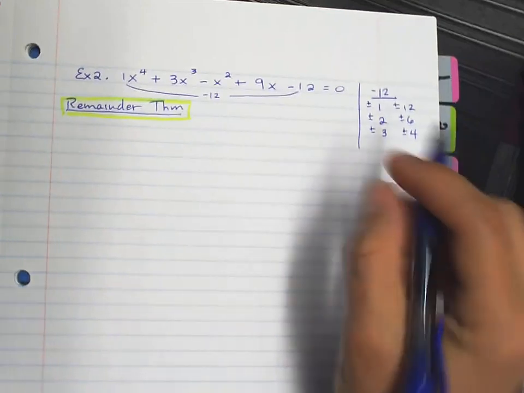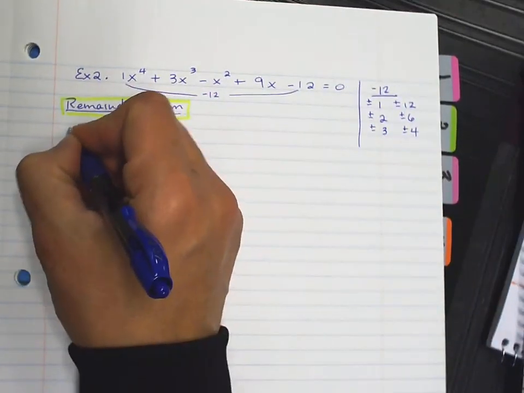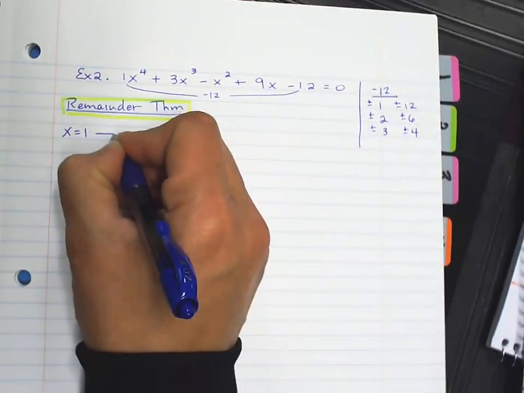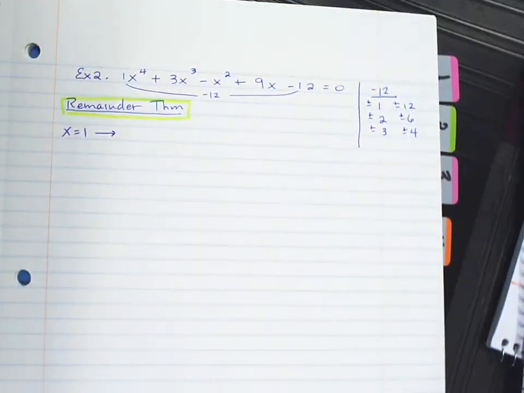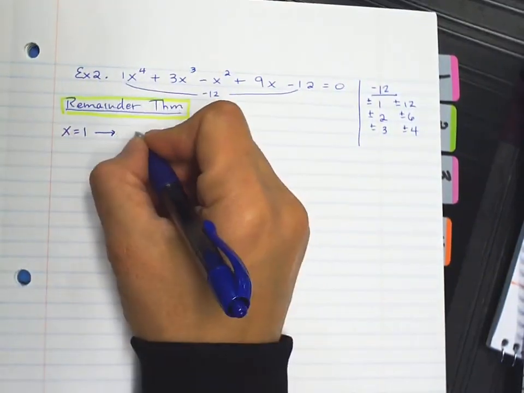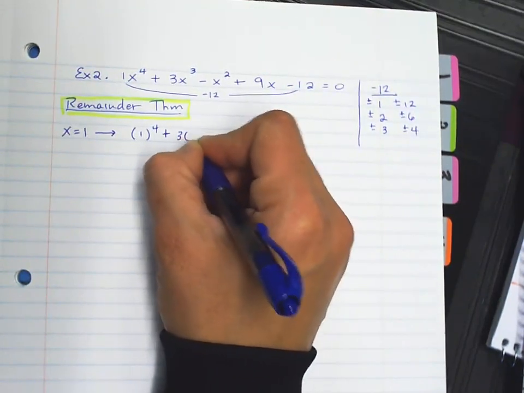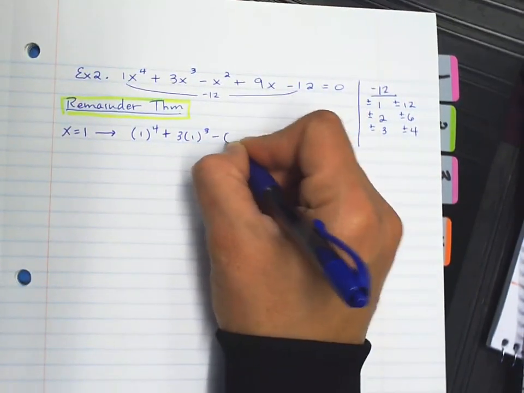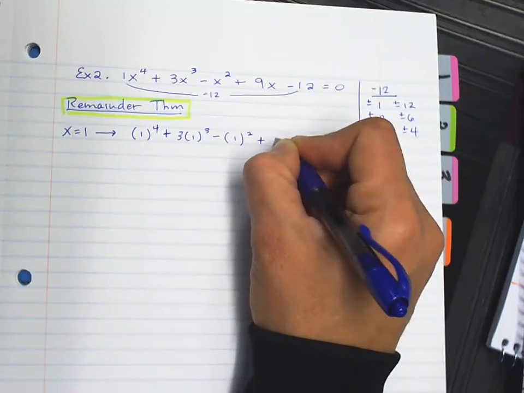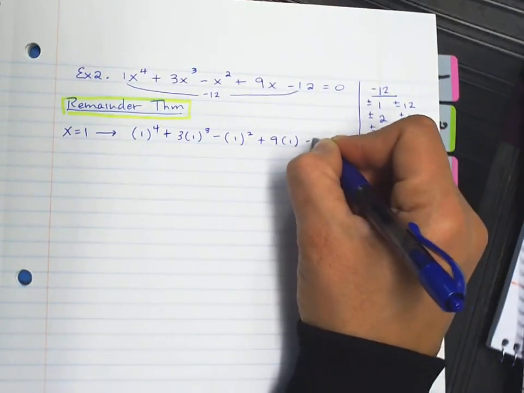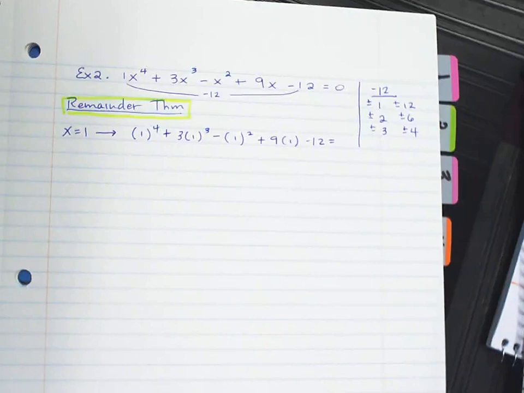All right, so let's go ahead and start with positive 1. So x equals 1. So we're going to plug in 1 for each x. So 1 to the 4th plus... And if 1 doesn't work, try negative 1, and we keep going down the list.